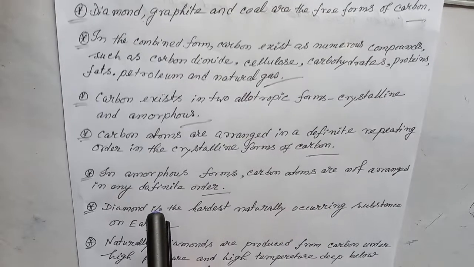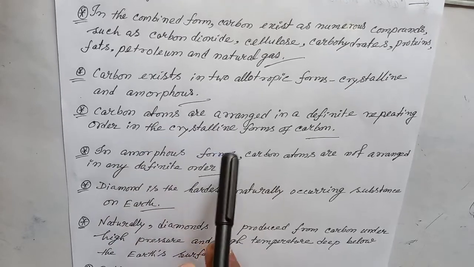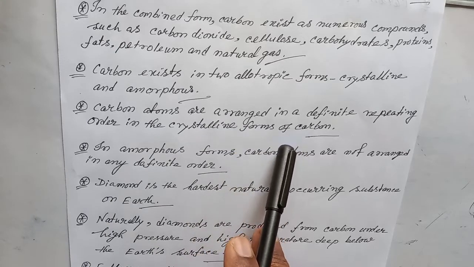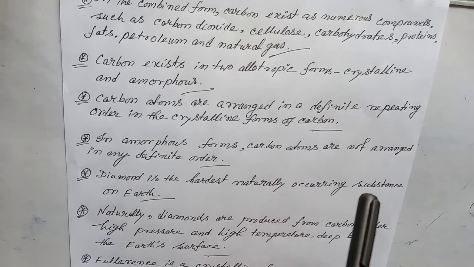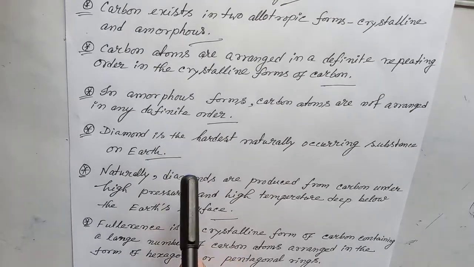gas. Carbon exists in two allotropic forms, that is, crystalline and amorphous. Carbon atoms are arranged in a definite repeating order in the crystalline form of carbon. In amorphous form, carbon atoms are not arranged in any definite order. Diamond is the hardest naturally occurring substance on Earth. Naturally, diamonds are produced from carbon under high pressure and high temperature deep below the Earth's surface.